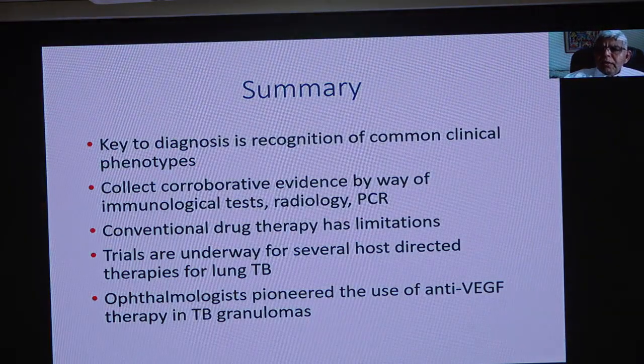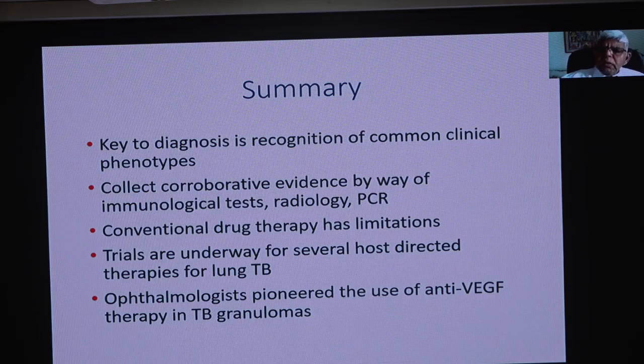So to summarize, the key to diagnosing TB uveitis is to recognize the common clinical phenotypes. I have shown you the clinical phenotypes, and how it presents in posterior uveitis. We collect corroborative evidence, no doubt. Individually they may have low sensitivity, but collectively we like to gather as much information as possible. The conventional drug therapy, I've told you, has limitations.